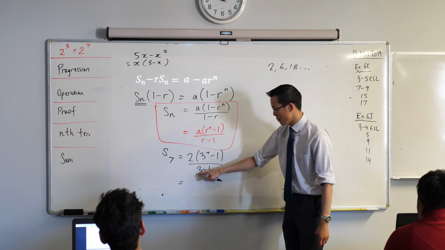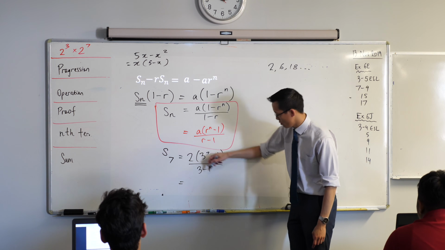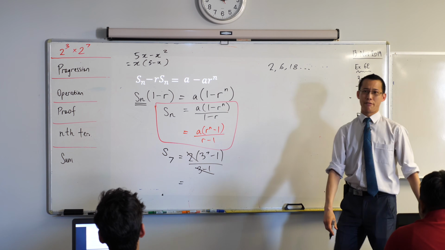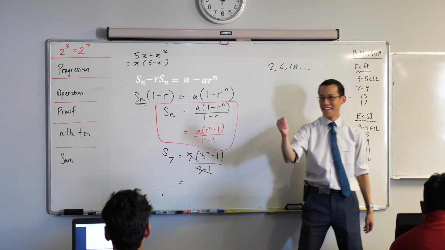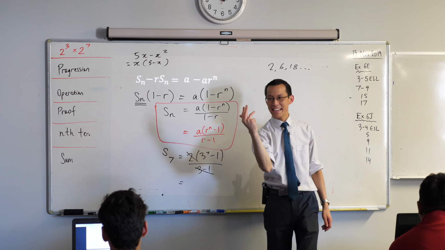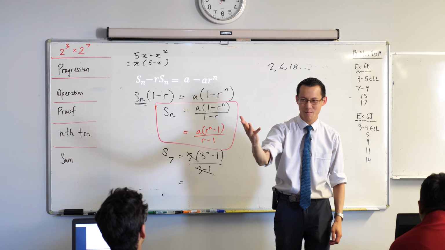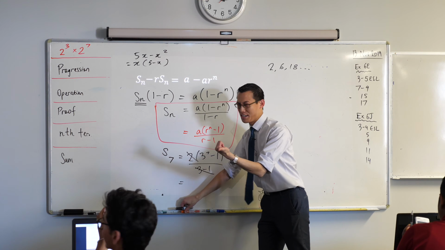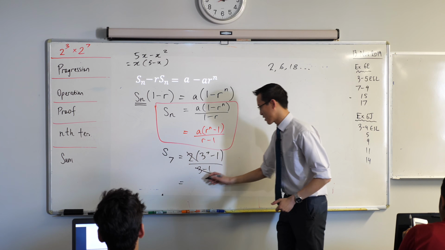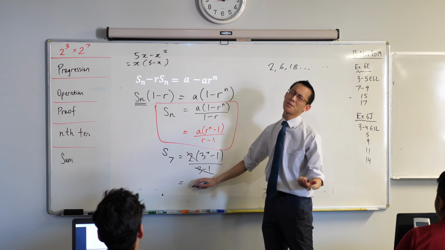How convenient. 3 minus 1 is 2. So I'm going to cancel there. 3 to the power of 7. Okay, guys, help me out. 3, 9, 27, 81, 243, 729. I'm pretty sure it's 2,401 is the next one. 2,187. I was thinking of powers of 7.